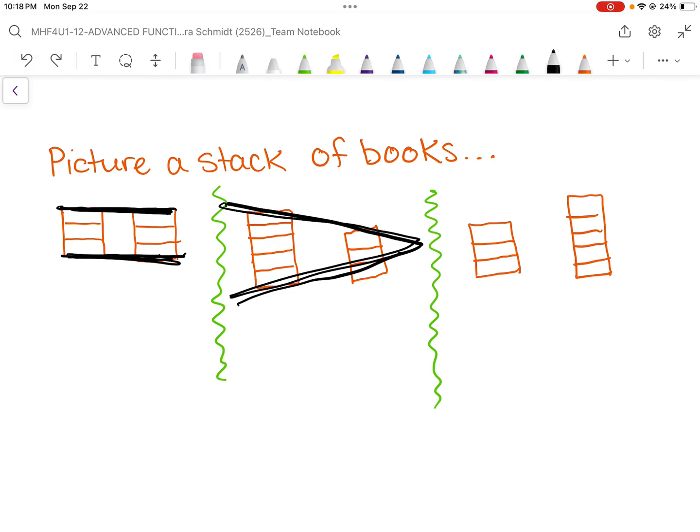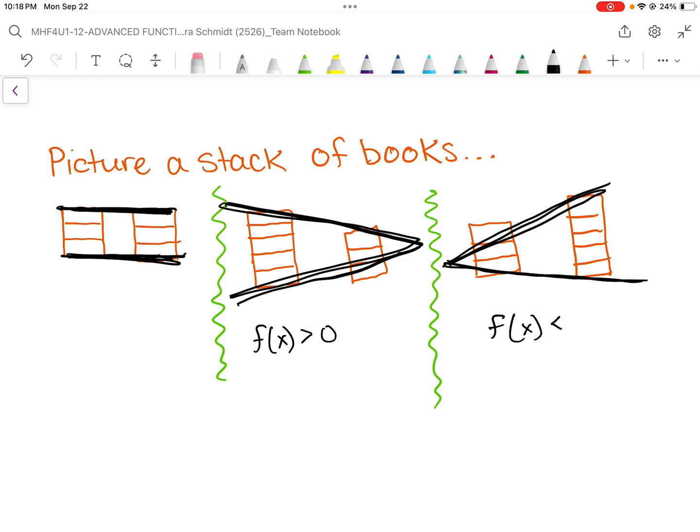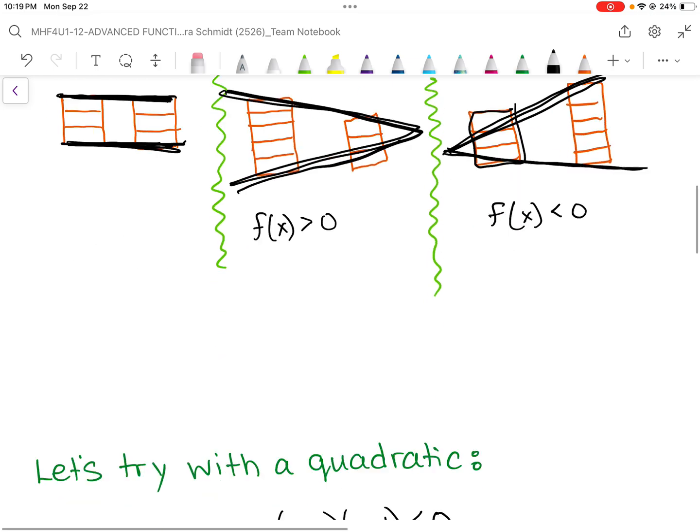So this would be the greater than sign. So this would be like f of x is greater than 0. So picture f of x is this big tall stack of books and 0 is a really small stack of books. And then this is your less than sign. So this is like f of x is less than 0. So it's smaller. So you can kind of picture inequality signs like that.